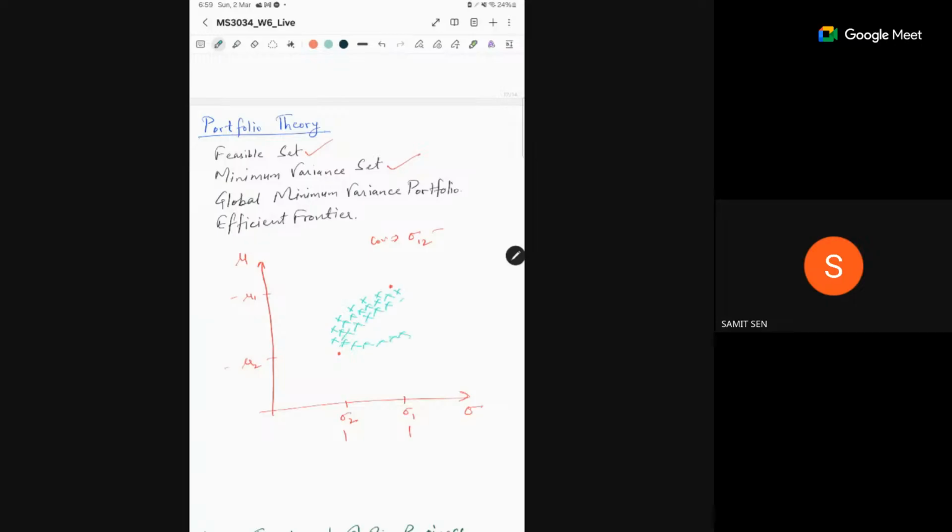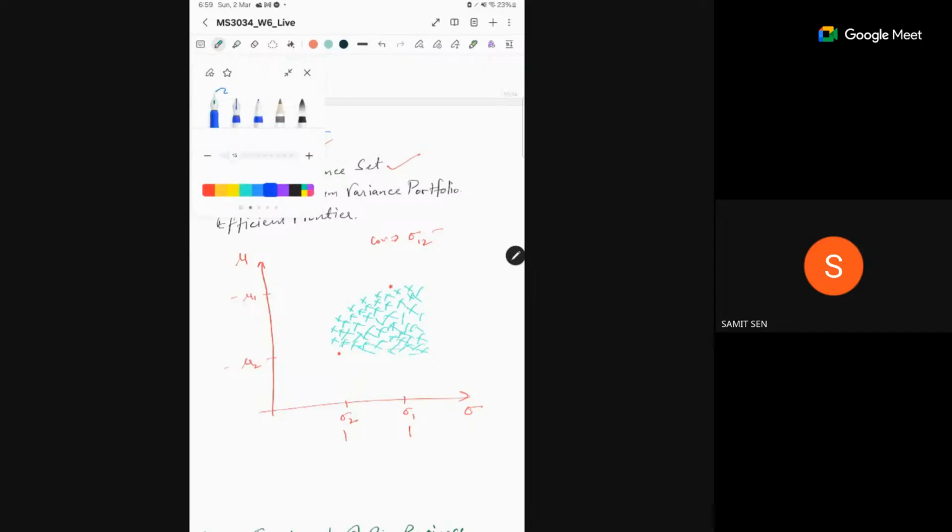All these points will be available to you. So the points which I am representing by these green crosses are your feasible combinations of mu and sigma which are available to you.